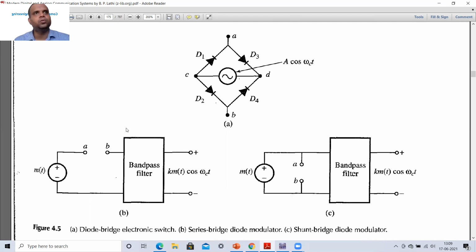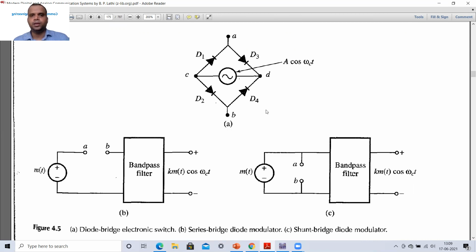That will give you cos 2 pi fct. Sorry, it will be 2 pi fct, and then odd harmonics will be available: fc, 3 fc, 5 fc, 7 fc, and so on. And the subsequent sidebands will have decreasing magnitude. I have already explained that in my theory lecture, so please go through that lecture to clarify your concept.